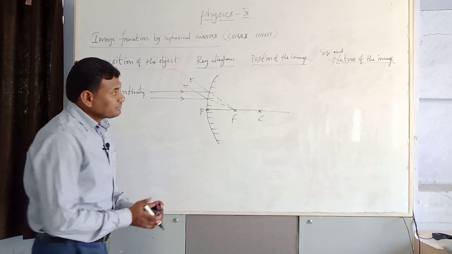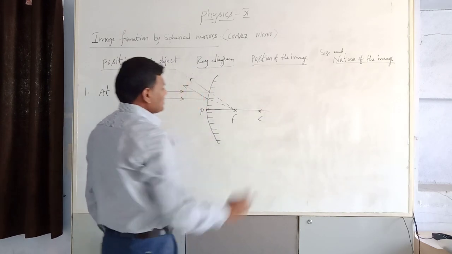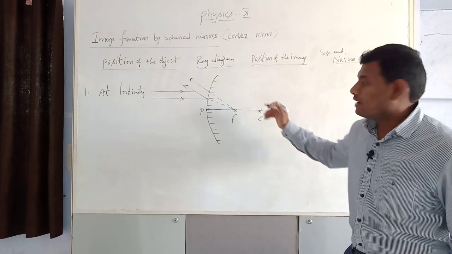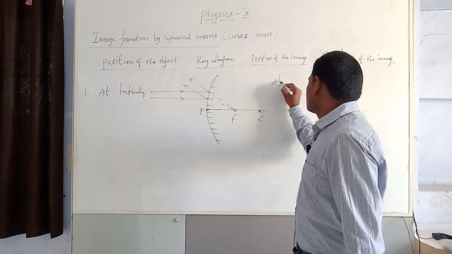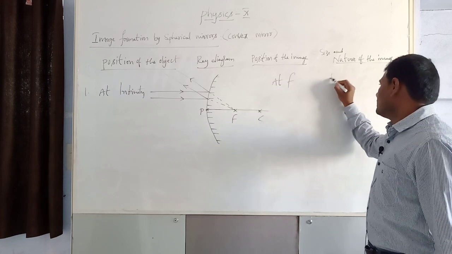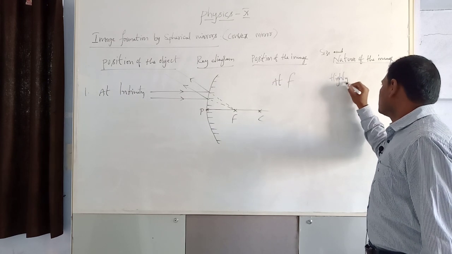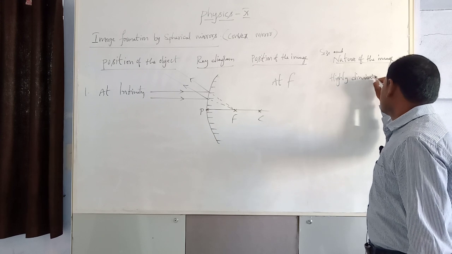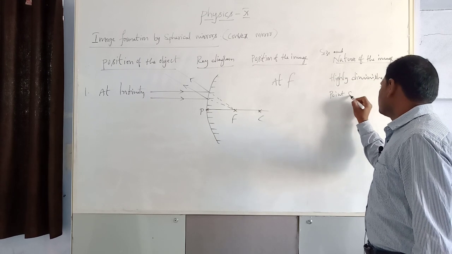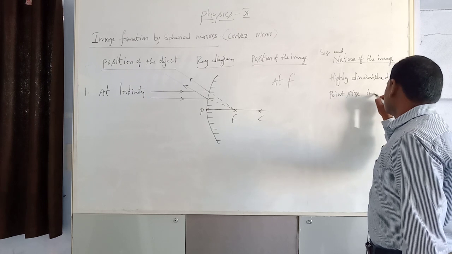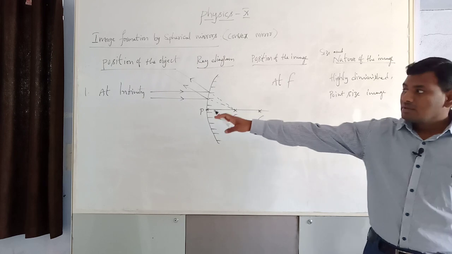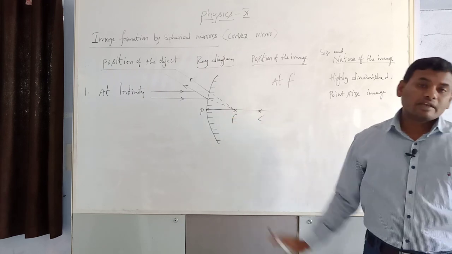Now let us see what will be the position of the image. Position of the image is at F. Then what is the size and nature of the image? Size is highly diminished or point sized. Highly diminished and point sized image is formed. So this is for the object which is at infinite distance.